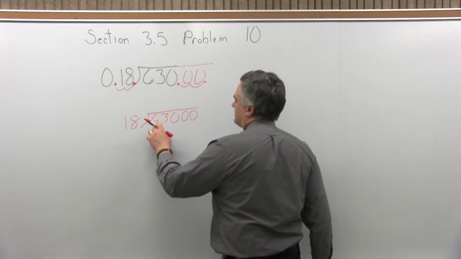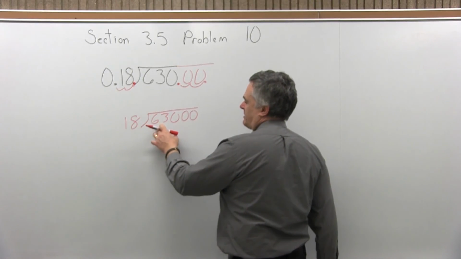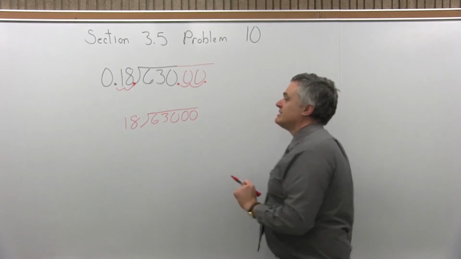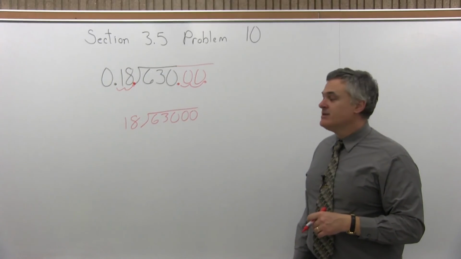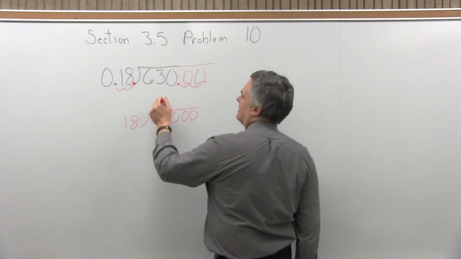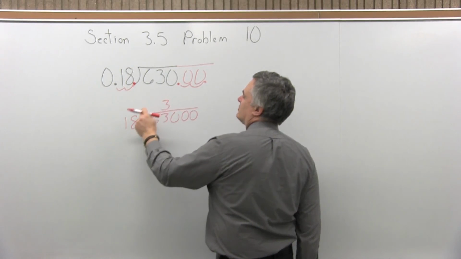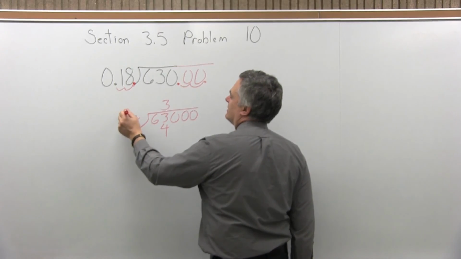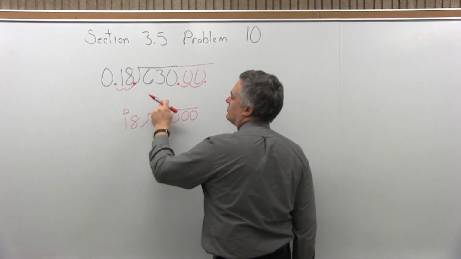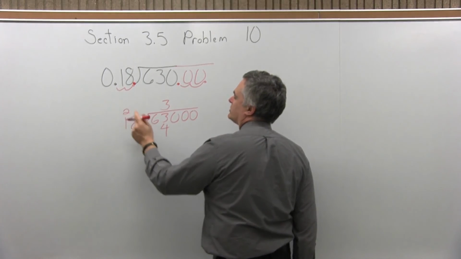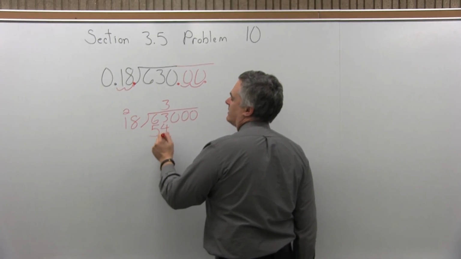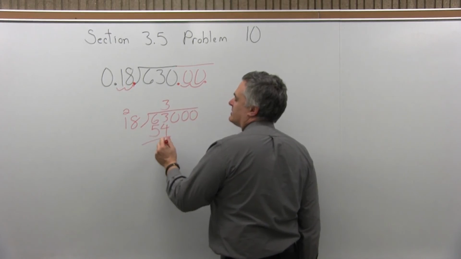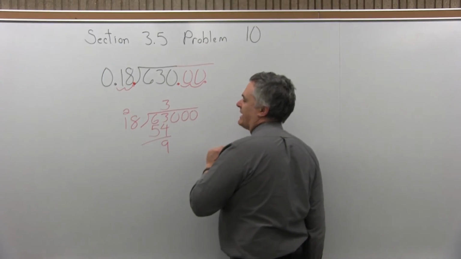So 18 divides into 6. It does not divide into 6. 6 is not big enough. 18 divides into 63. It will fit into 63. It should be 3 times. So 3 times 8 is 24. Write the 4, carry the 2. 3 times 1 is 3. 3 plus 2 more is 5, so 54. Now, 63 minus 54 is 9.